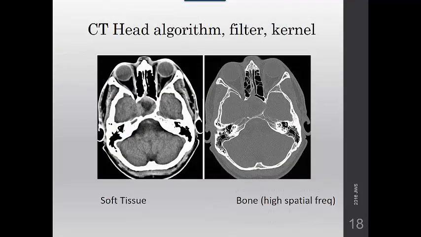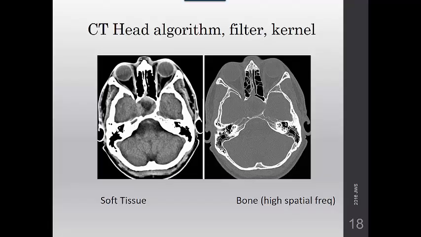CT images are often viewed with filters or algorithms or kernels. Without going into too much detail, we need to explain what an algorithm is, because I'll be telling you which body part, which algorithm goes with which body part as we go along. Algorithms use a formula called the Fourier transform theory to reduce statistical noise and create an image that's pleasing to the eye. Filter options are also called kernels. They can be applied to smooth an image or accentuate differences between neighboring pixels.